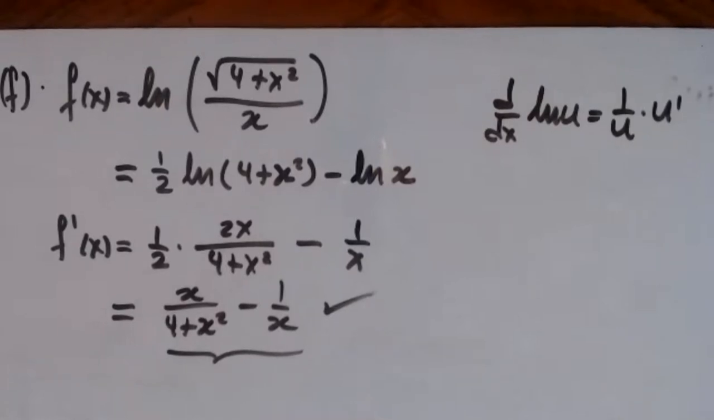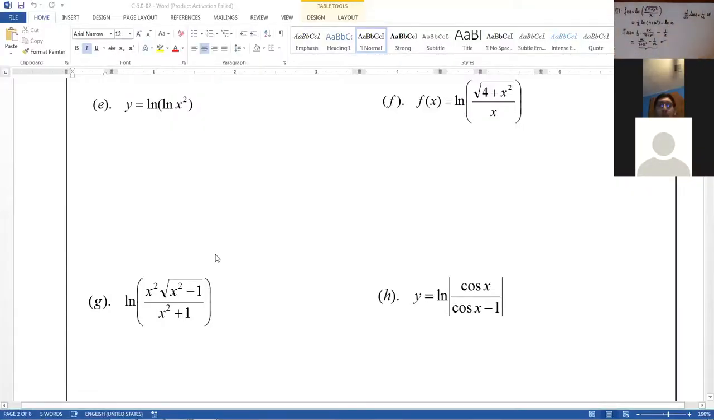Last problem. Yeah, this one, G. So this is G, ln of x squared minus 1 over x squared plus 1. Okay, I stop the recording.